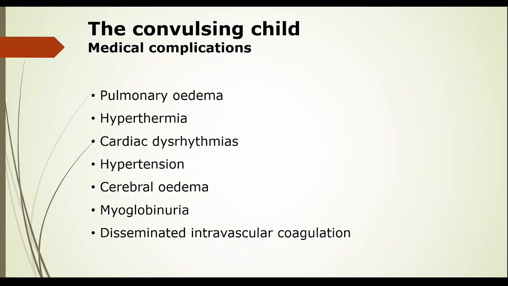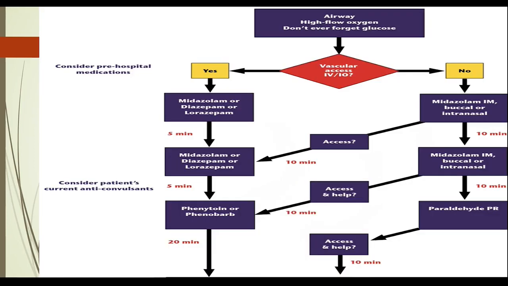So, the convulsing child. The complications are, as I have mentioned, you can develop cerebral edema. In addition, other complications are pulmonary edema, hypothermia, cardiac arrhythmias, hemoglobinuria, hypertension, and DIC. Right. So, go for the next slide.